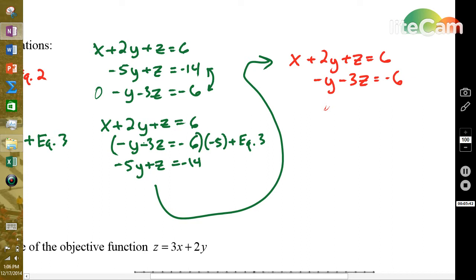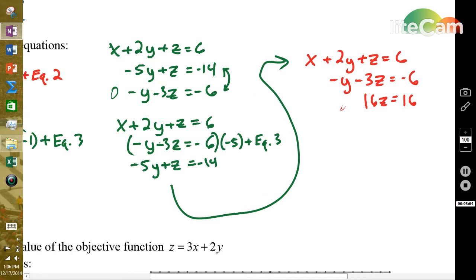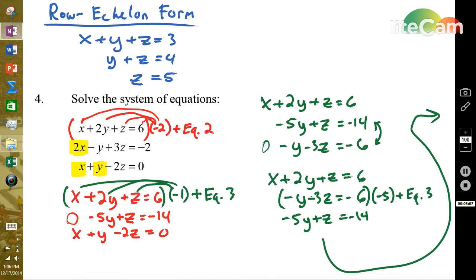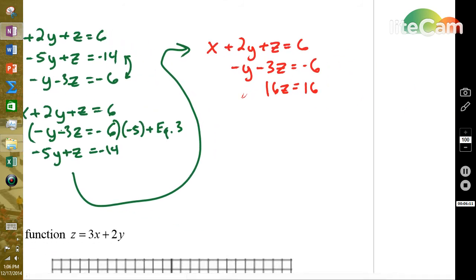You're going to have negative 5 times negative 3z will be positive 15z, plus z is going to be 16z. So your third equation is going to be 16z equals negative 5 times negative 6 is positive 30, and 30 minus 14 is 16. So now you have three equations, one with 3 variables, one with 2 variables, and one with 1 variable. And that looks like the stair pattern in row echelon form in the blue writing there. From here, use back substitution.